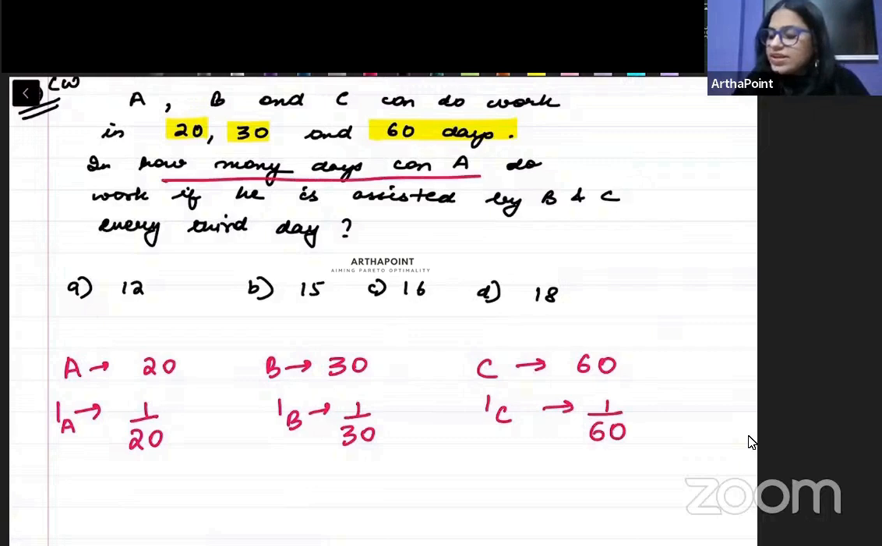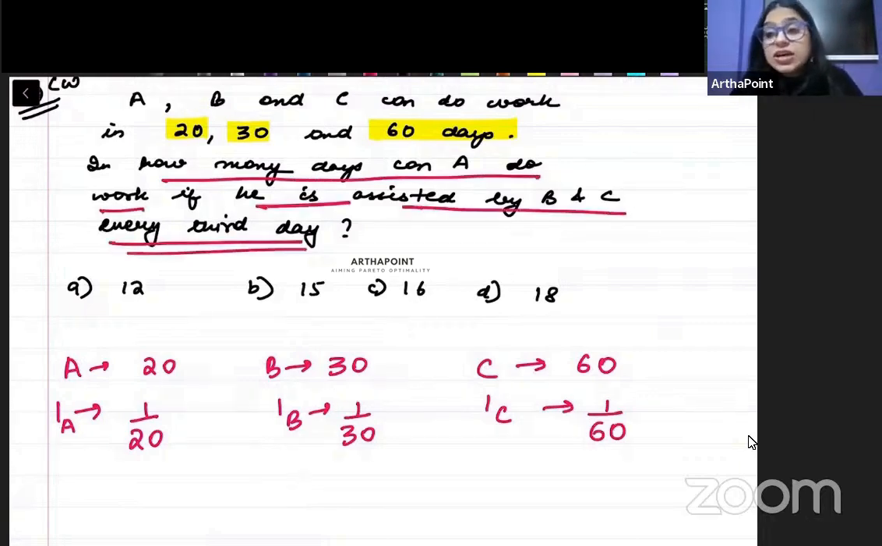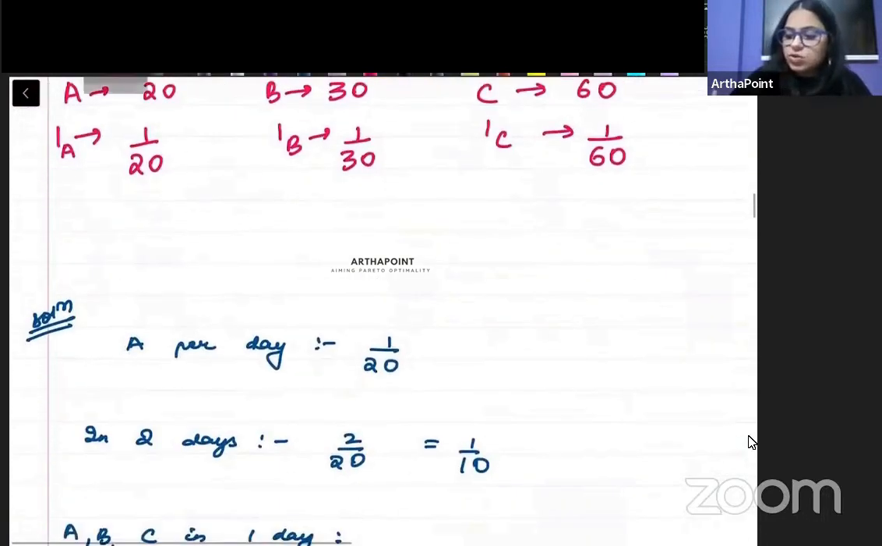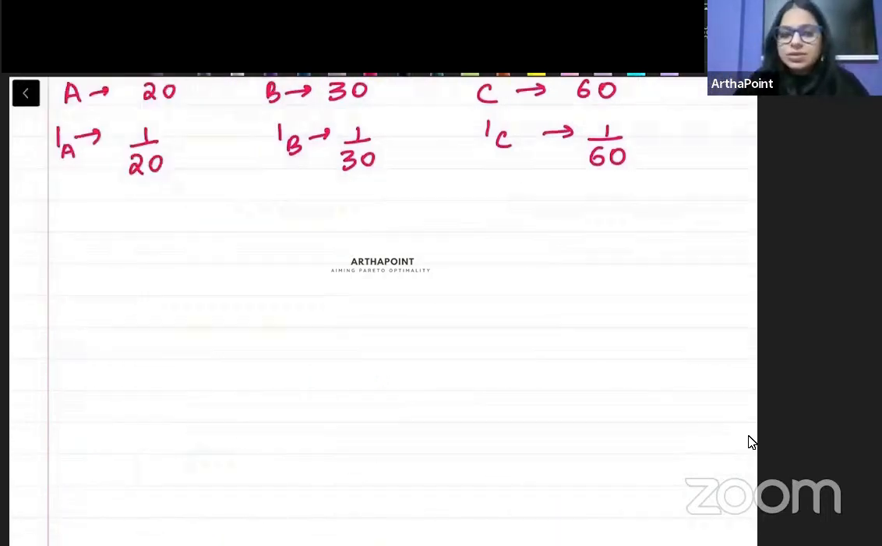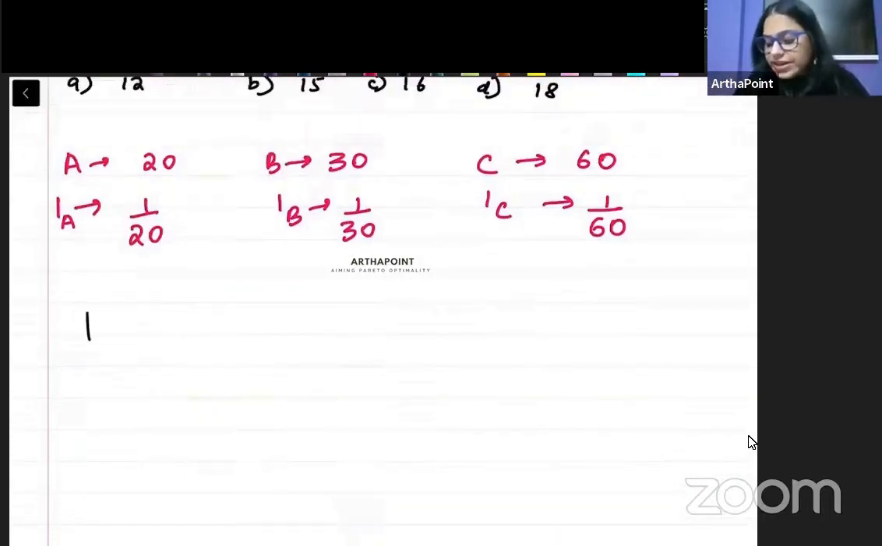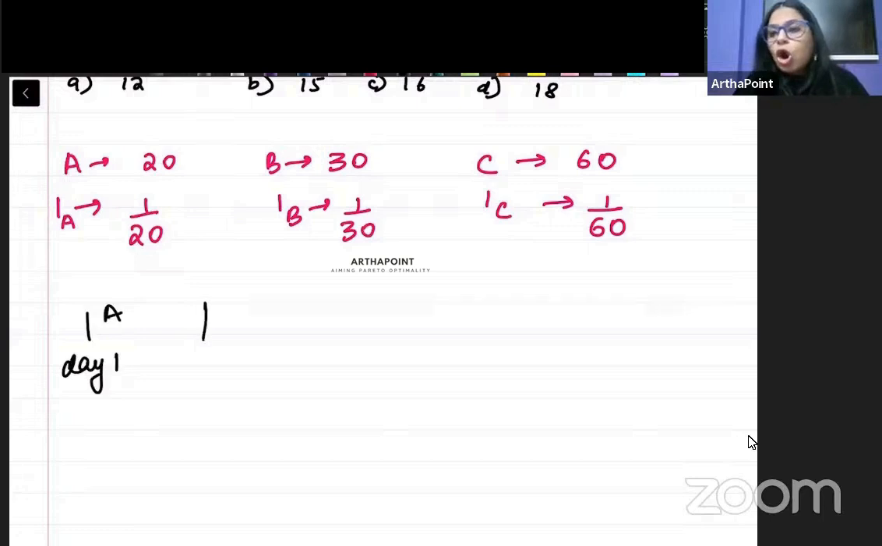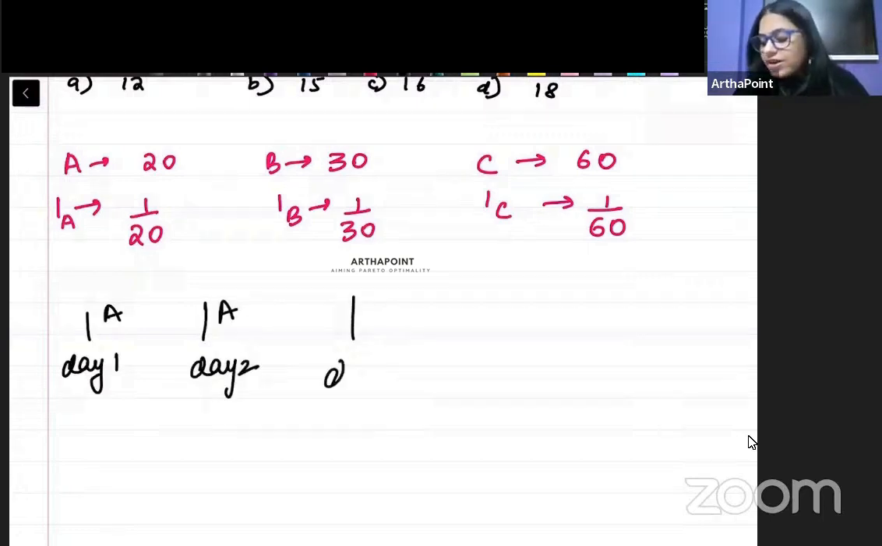It says in how many days can A do the work if he is assisted by B and C every 3rd day? तो क्वेश्चन को समझने की कोशिश करो जरा. इसका क्या मतलब है? इसका मतलब ये है that on day 1 only A will work. On day 2 only A will work. On day 3 A, B, and C all 3 will work.